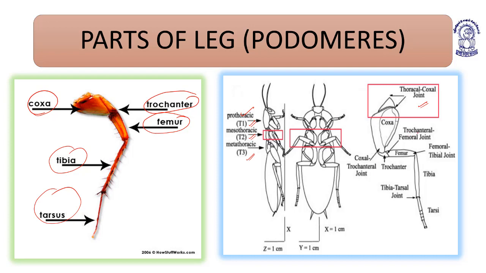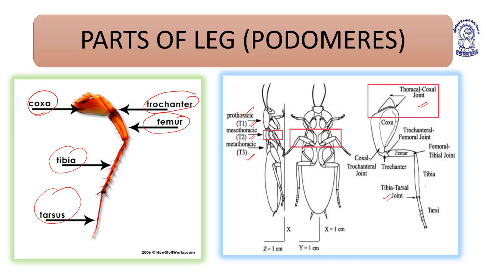Then trochanteral femoral joint. So the trochanteral femoral joint is basically between trochanter and femur. Then coxal trochanteral joint between coxal and trochanteral part. Okay, this again is trochanter. Then femoral tibial joint, which is in between femur and tibia. Then tibia tarsal joint between tibia and tarsal.